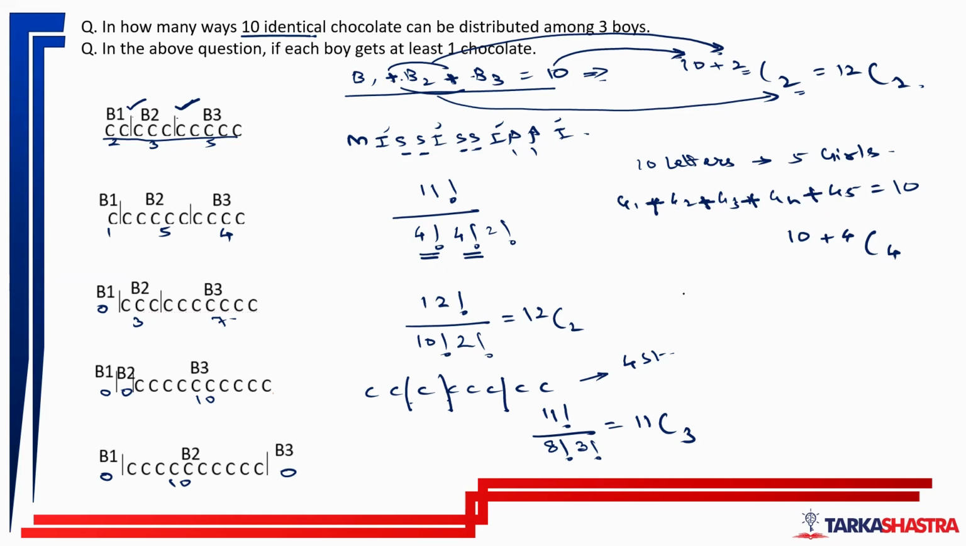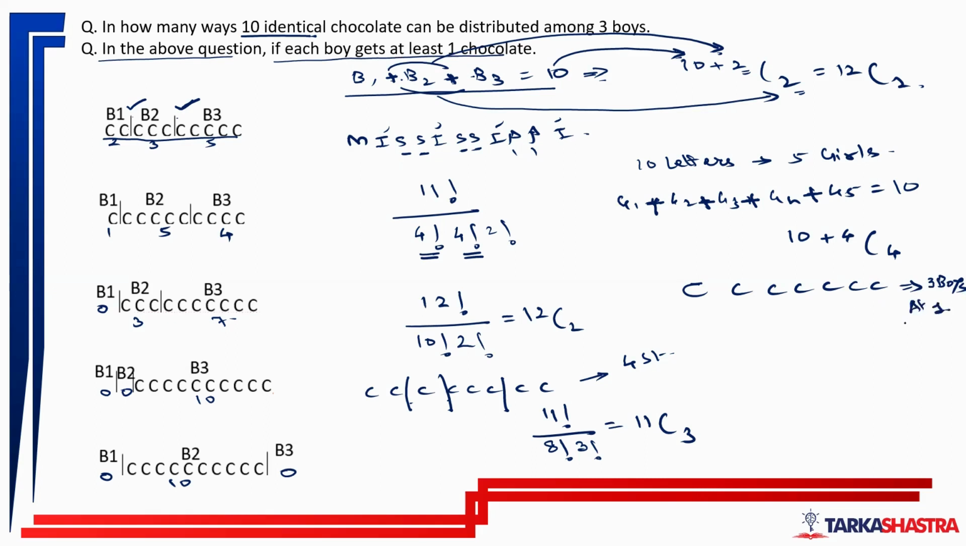Okay. If I have to distribute, let us say, 7 candies among 3 boys such that each one gets at least 1 candy. This is the next type of question. In the above question, if each boy gets at least 1 chocolate. So here, each boy is getting at least 1 candy.